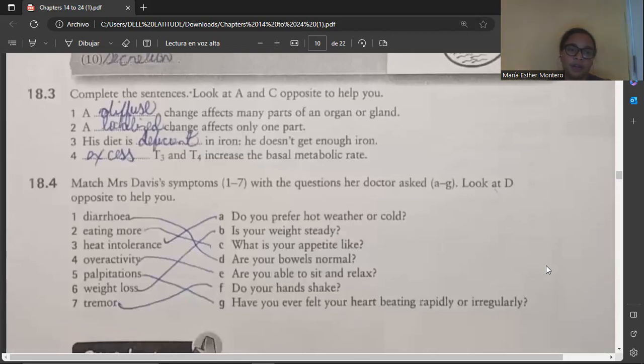Exercise 18.3. Complete the sentences. Look at A and C opposite to help you. A diffuse change affects many parts of an organ or gland. A localized change affects only one part. His diet is deficient in iron. He doesn't get enough iron. T3 and T4 increase the basal metabolic rate.